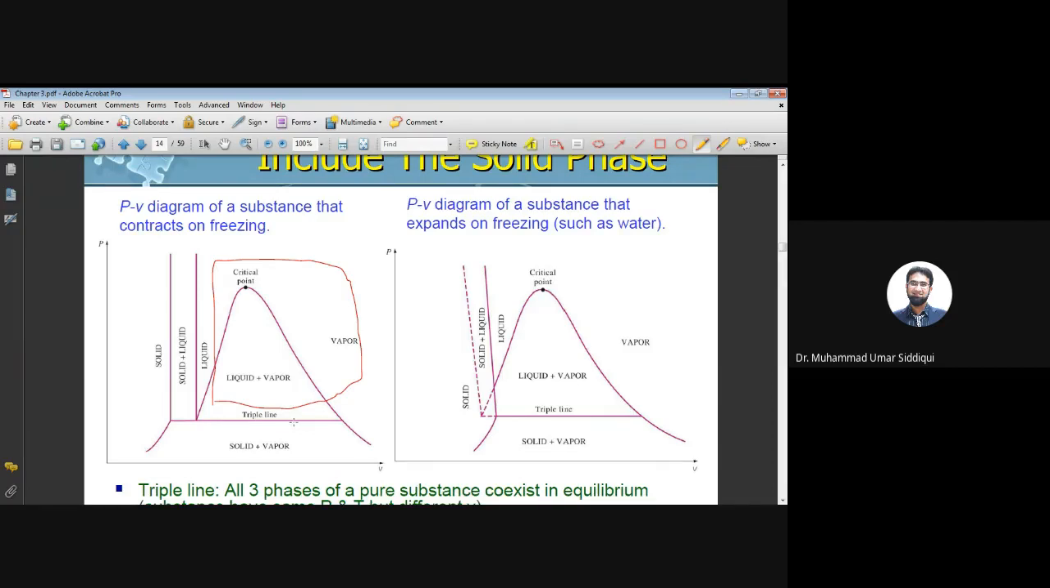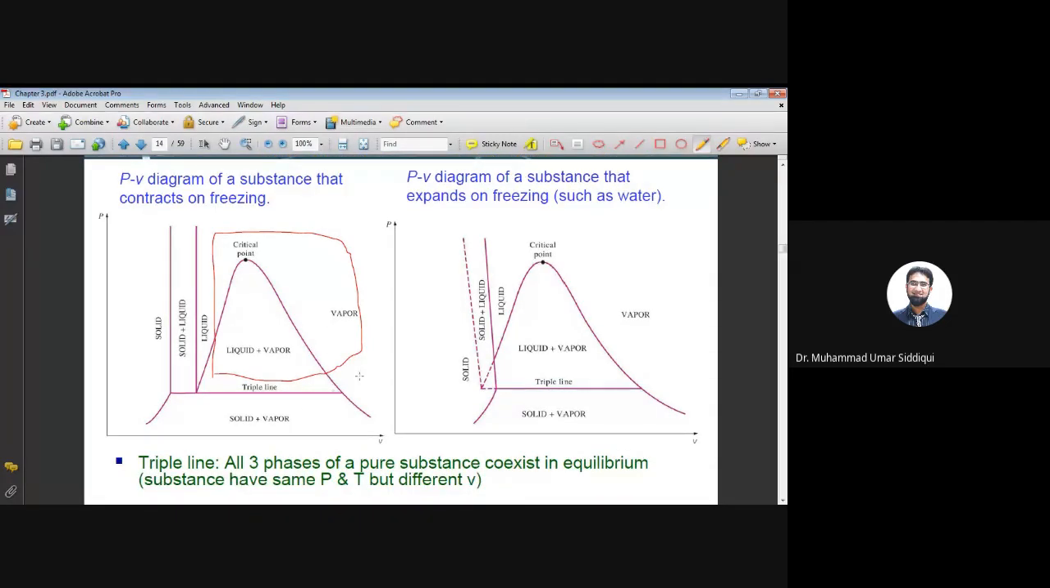Where all the three states can coexist together, and then there's a possibility that you have solid and vapor together. So this is a PV diagram, which is an extended form of the PV diagram for the case where you have all the three phases together, solid, liquid, and gas. This is not important for us.